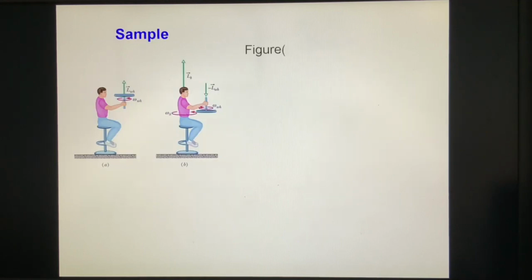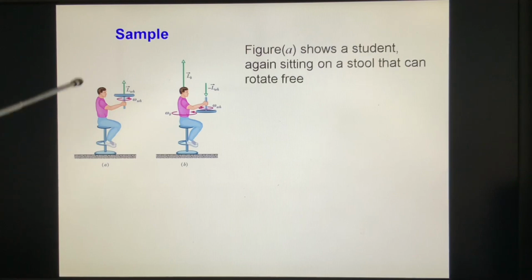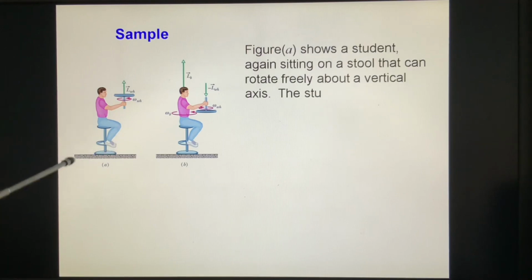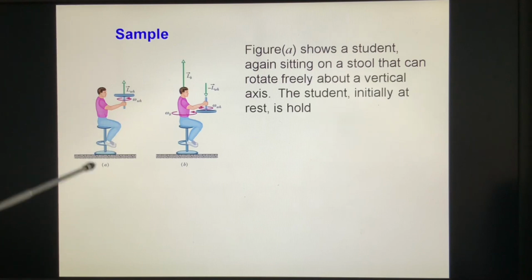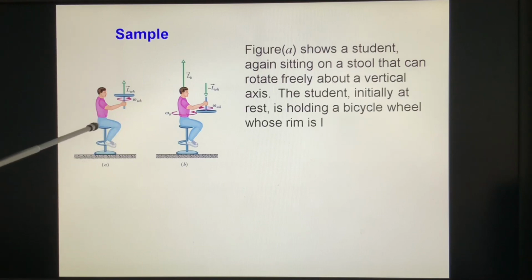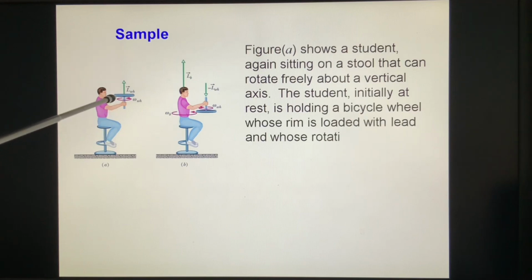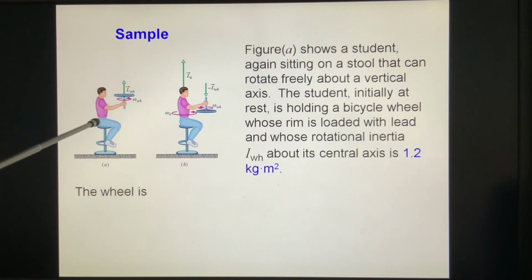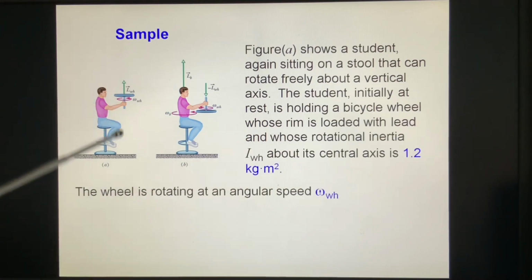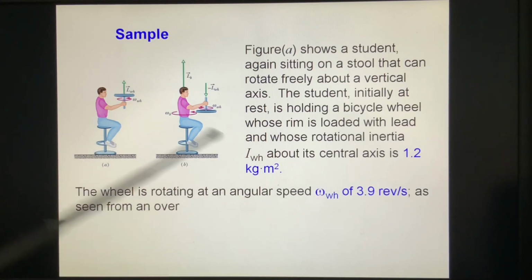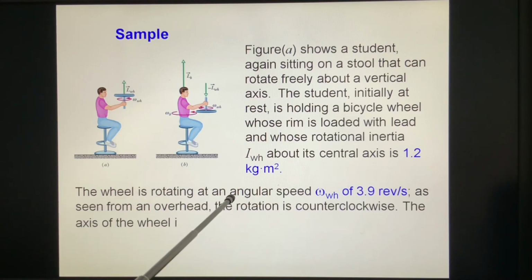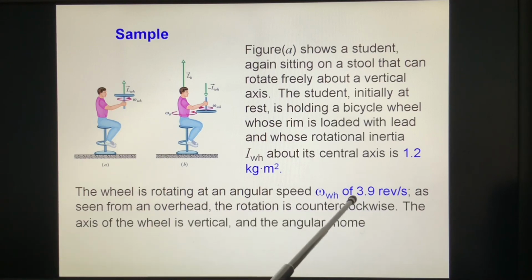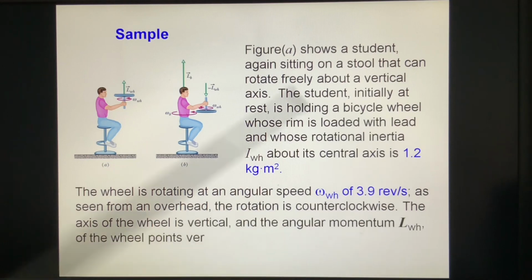Sample. Figure A shows a student, again, sitting on a stool that can rotate freely about the vertical axis. The student is initially holding a bicycle wheel whose rim is loaded with lead and whose rotational inertia I wheel about its center axis is 1.2 kg per meter squared. The wheel is rotating at an angular speed omega wheel of 3.9 revolutions per second.